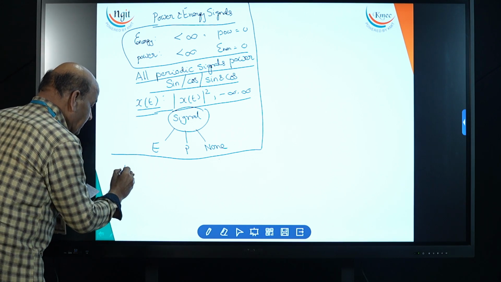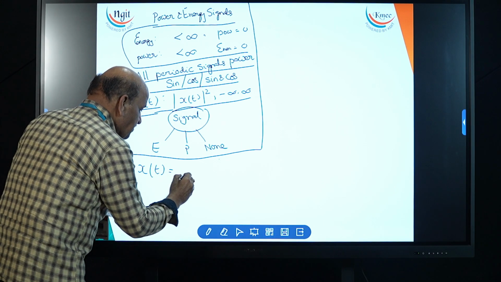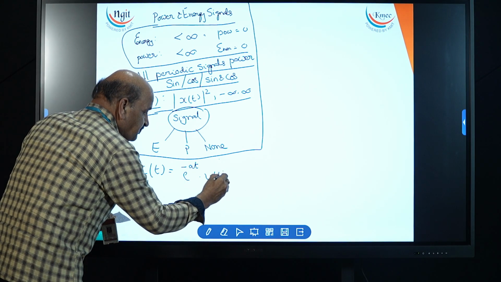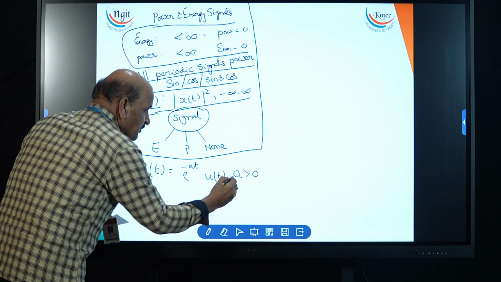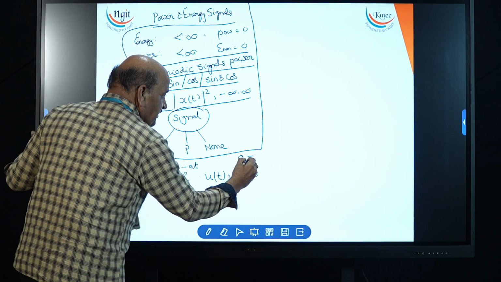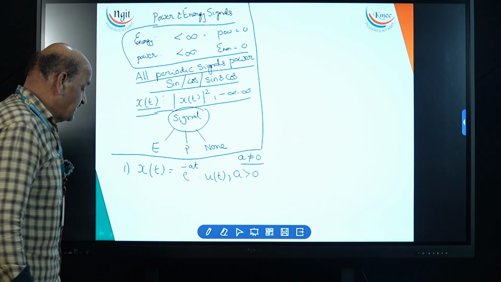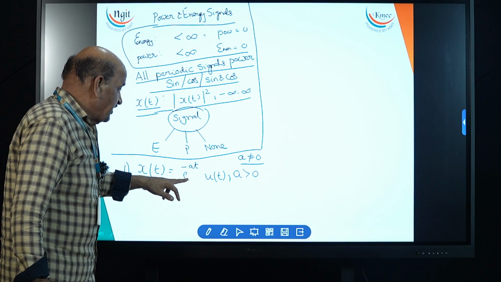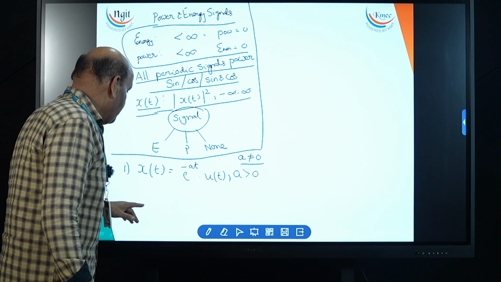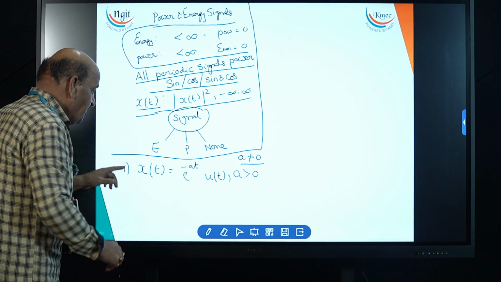See, one question is repeatedly given: verify the signal x of t equal to e power minus at into u of t, where a is greater than 0. Now just look, a is greater than 0 means a is not equal to 0. Another hidden condition. A signal is given, an exponential signal multiplied by a unit step signal. Now verify whether the signal is an energy signal or a power signal.